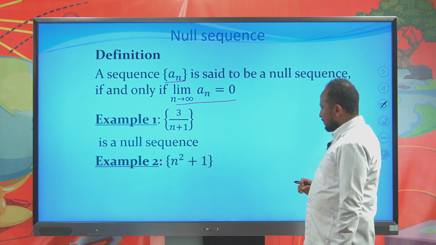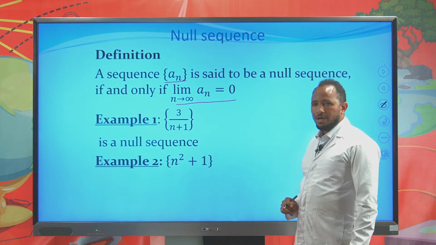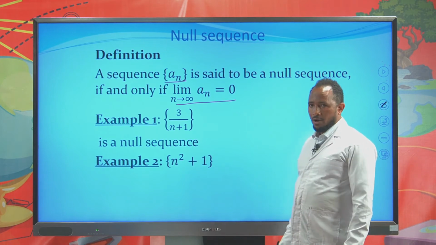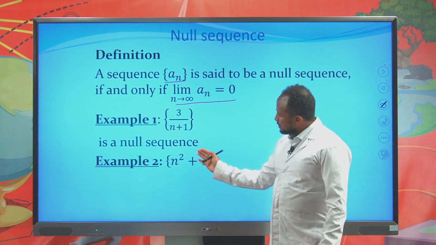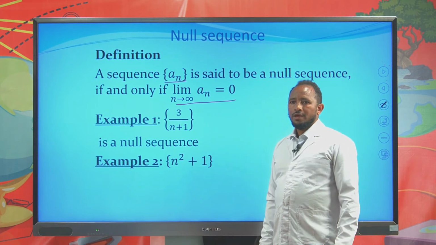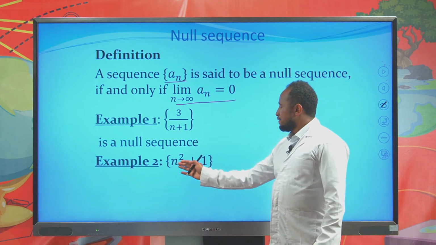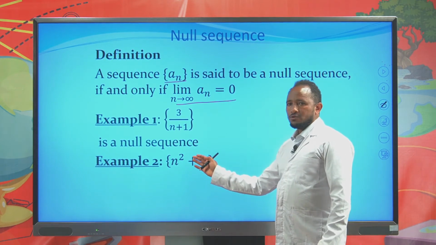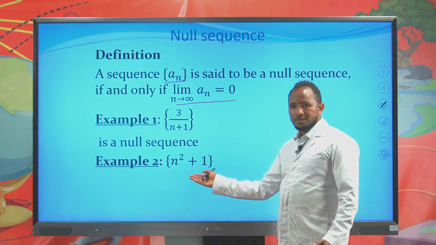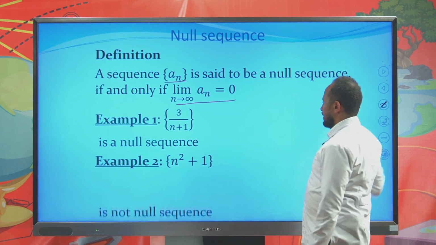Now the second example, this example is given. It is n squared plus 1. We are asked to check whether it is a null sequence or not. When you evaluate the limit of this sequence when n goes to infinity, infinity squared plus 1, a big number plus 1, it is very big, it doesn't go to 0. Because of this, the sequence is not a null sequence.